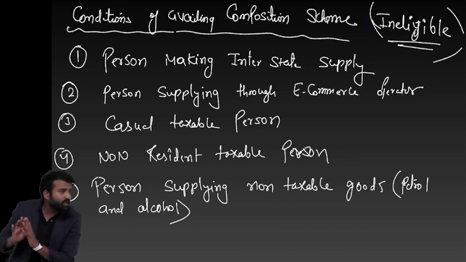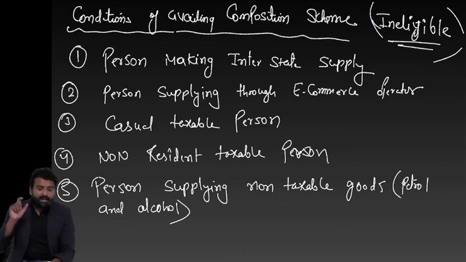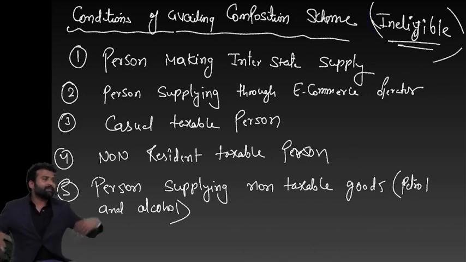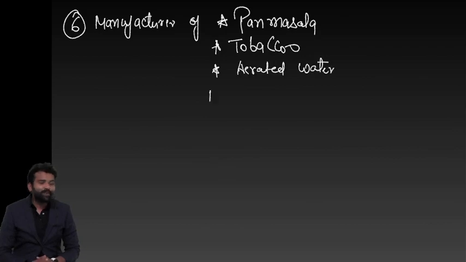So of course, they can do anything they want to do. But if they want to opt for composition, now they cannot supply non-taxable goods. So all these conditions are for the current year. These are all conditions after opting for the composition scheme. It means after opting for the composition scheme, you cannot sell outside the state. You cannot sell through e-commerce. You cannot go and participate in an exhibition in another state. You cannot sell alcohol or petrol. And you cannot manufacture these notified goods.